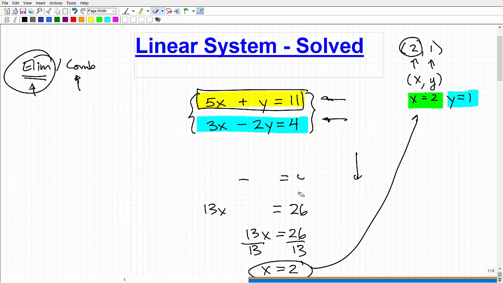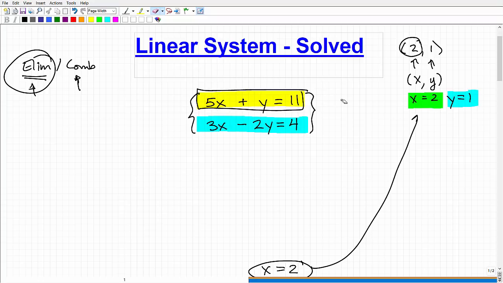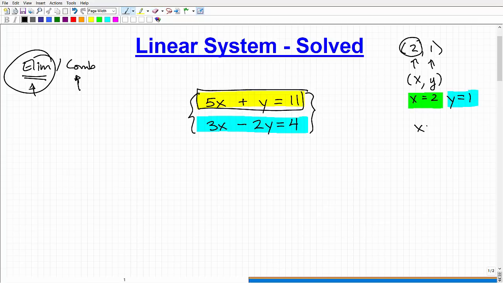Let me erase all of this right now. So now we have x is equal to 2. Typically, if I was actually doing this with paper and pencil, I would be writing everything out step by step, but I'm trying to keep everything on one page so we don't move things around. So we know x is equal to 2. We just solved that. Now we need to solve for y. So what's y equal to?